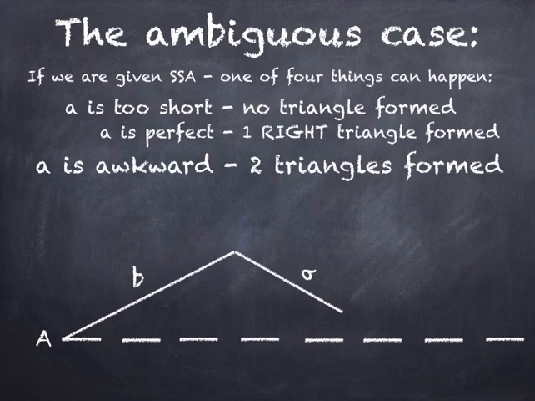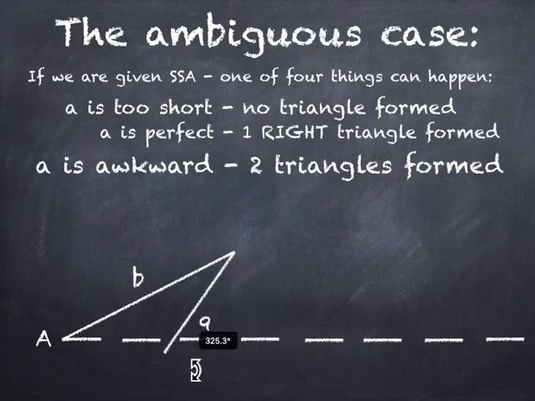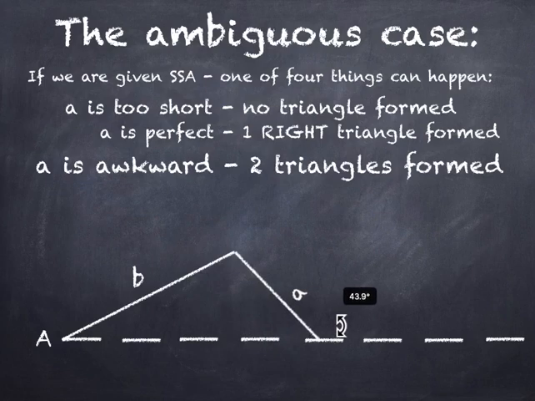Another possibility exists. A might be this kind of awkward in-between length where it actually is possible to form two different triangles. Let me show you. You get one triangle like this, but you could also get another triangle over here. And so in a situation like this, we're going to have to figure out both possible triangles that could be made. And then there's one other possibility.